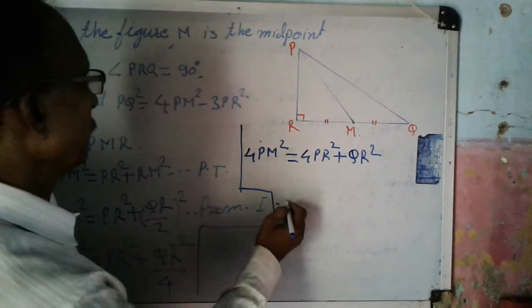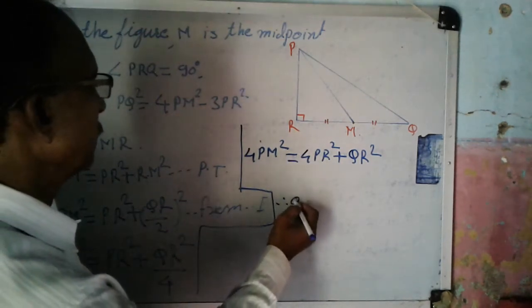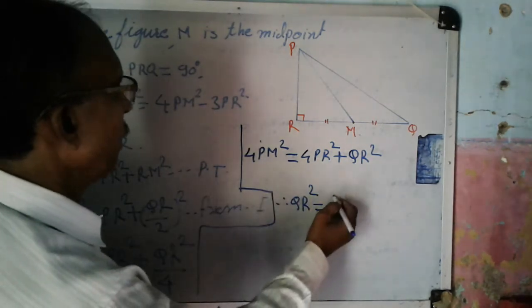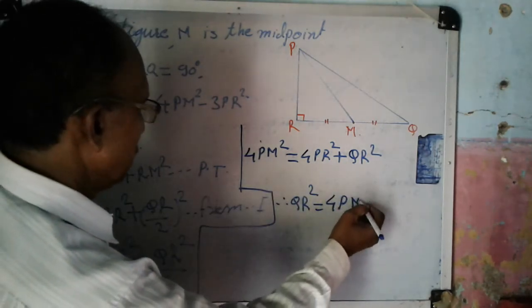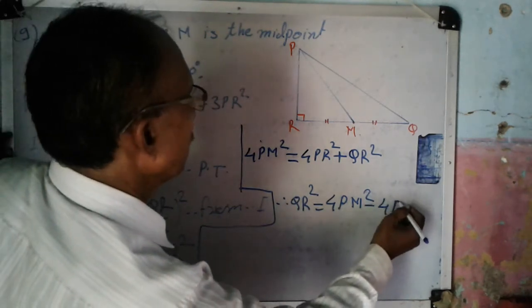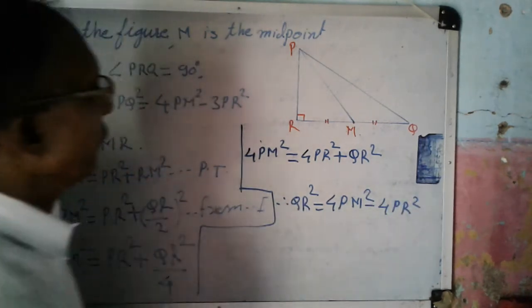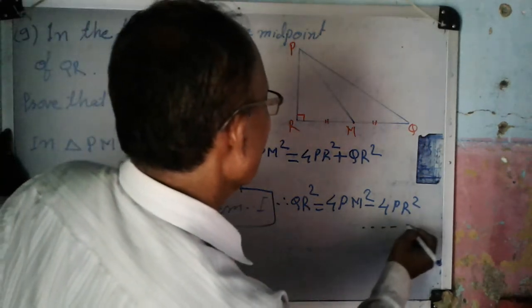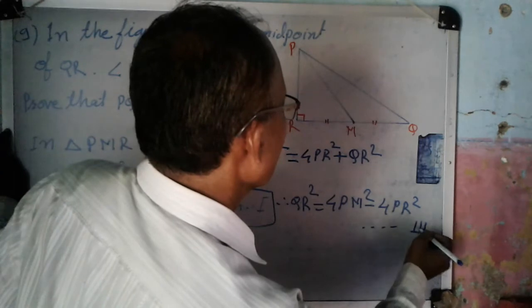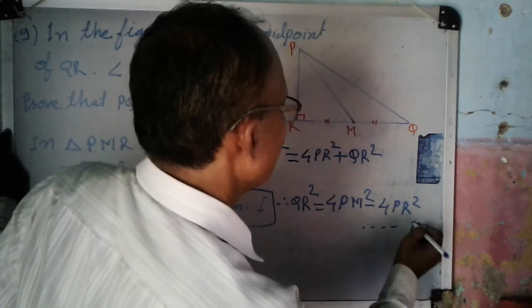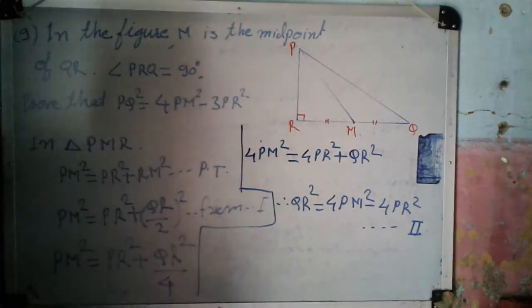And therefore, from this equation we get QR square is equal to 4 PM square minus 4 PR square. So this is our statement 2.